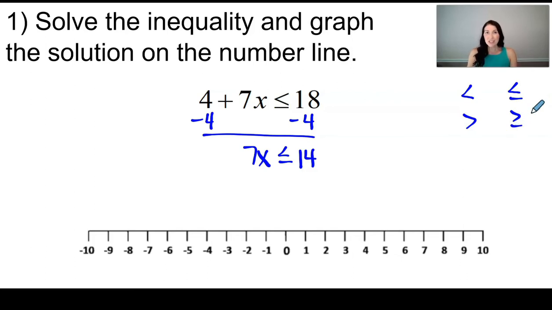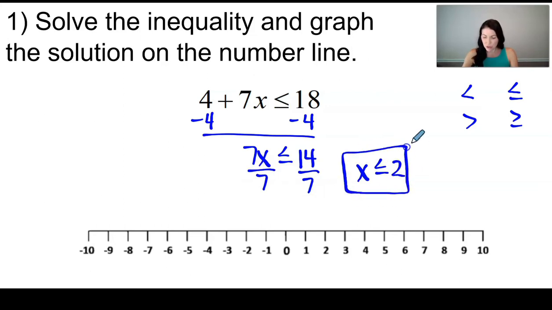Now with equations, we just have one solution, but with inequalities, we're going to have many solutions, and that's why we graph them on a number line. To finish off solving this one, we're going to divide both sides by 7, and we get x is less than or equal to 2 as our solution. Notice, if it was an equation, we would just have x equals 2. Now the solution to this inequality is all x values that are less than 2 or equal to 2.